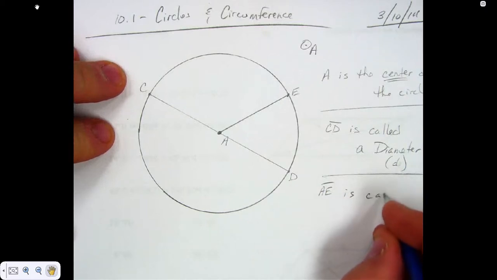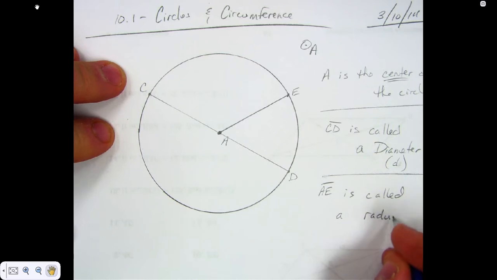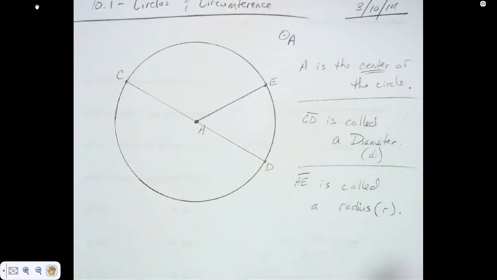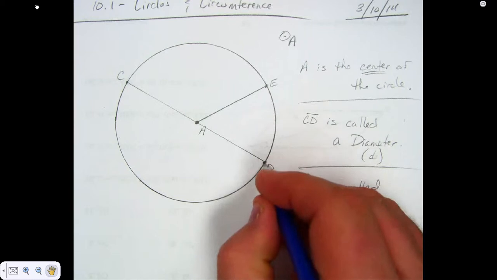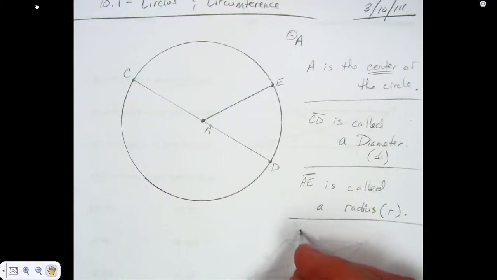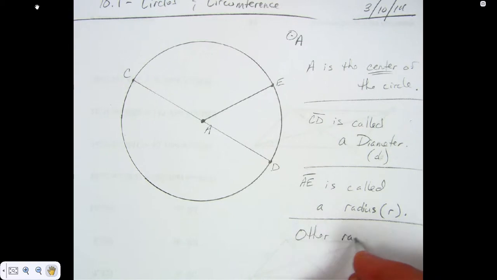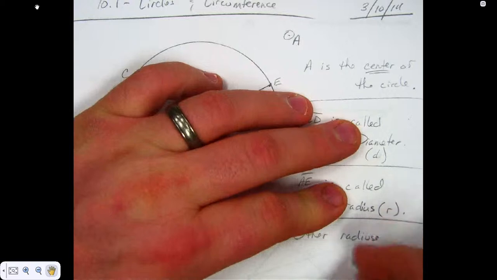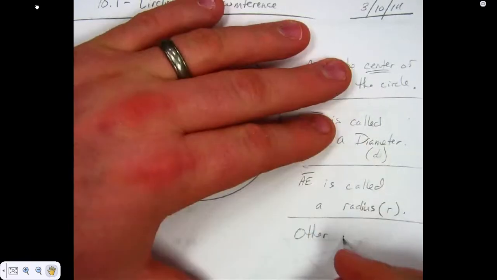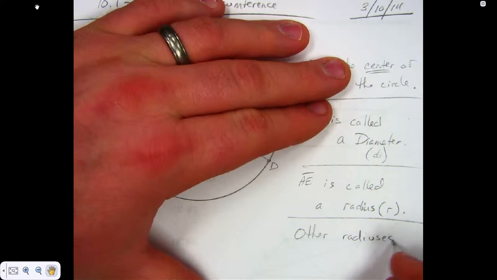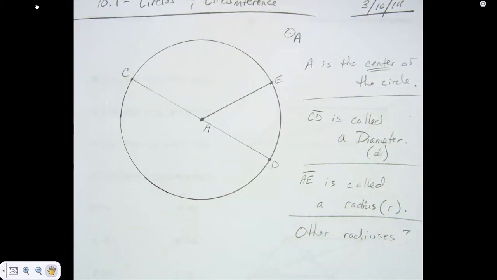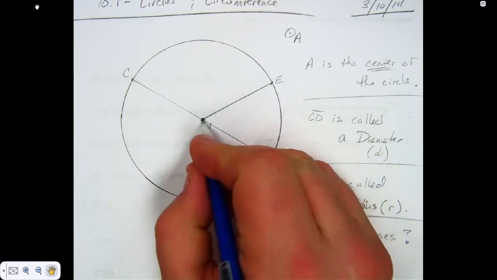AE is called a radius. What do we use for it? A lowercase what? Any other radiuses in the circle? I don't think there's such a word, but I think it's radii, or I'm not sure. AD is a radius. Why? It goes from the center to the what?